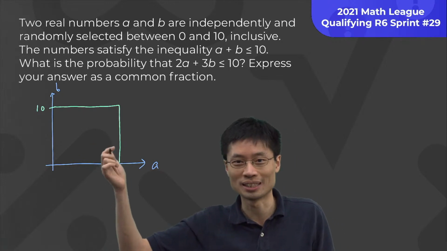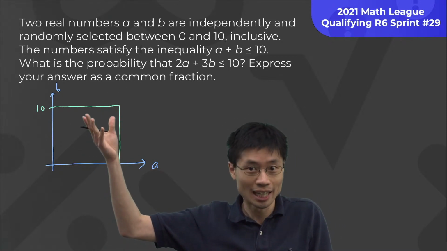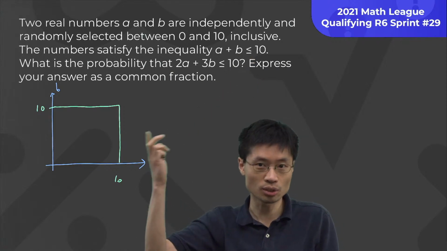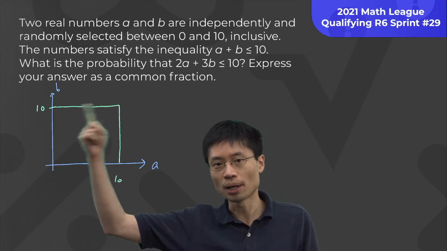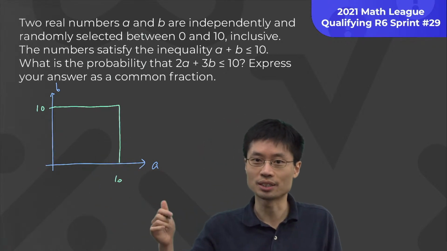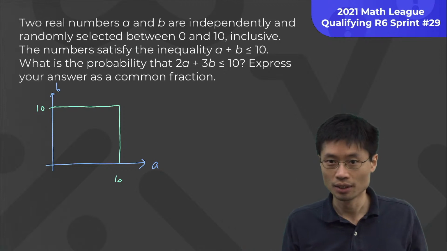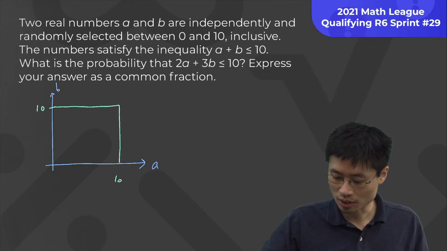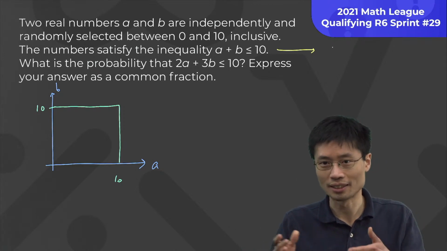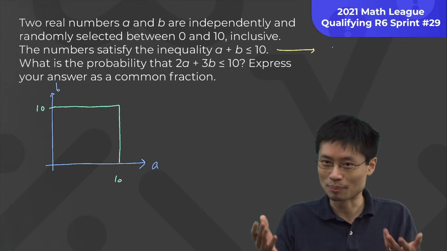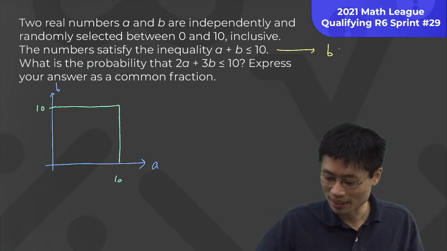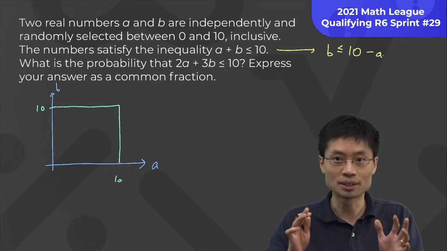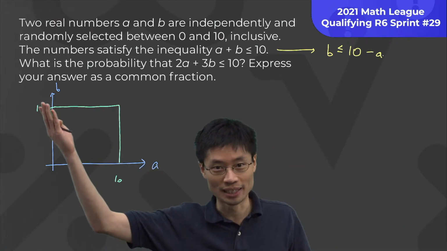Let's bust out the bad parts that it can't be in, because the second piece of information told me a plus b less than or equal to 10. What part of this square is also in the region where a plus b is less than or equal to 10? If you haven't done this that many times before, I'll do it slowly. If I think of it as y equals mx plus b, where b is the y-axis, I can write this as b less than or equal to 10 minus a. That's slope-intercept form for a slope of -1 and an intercept of 10.